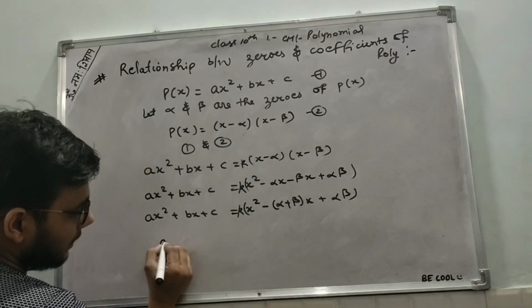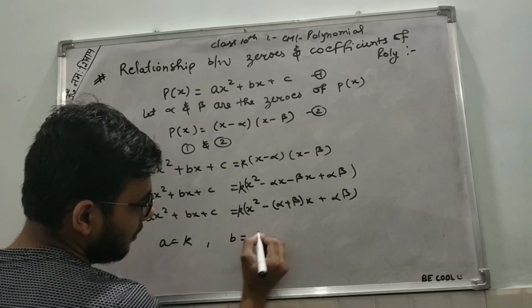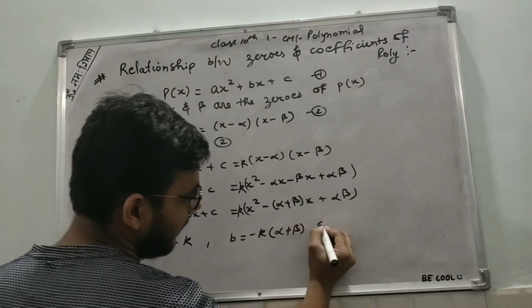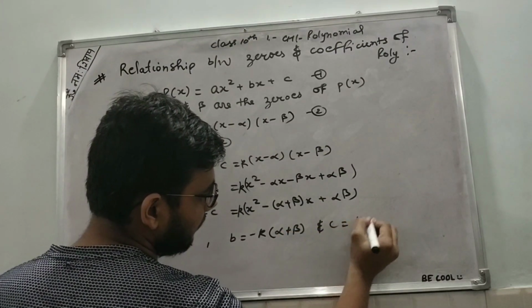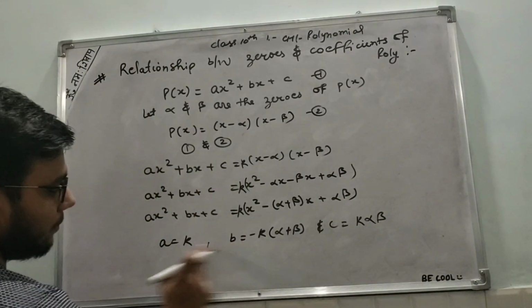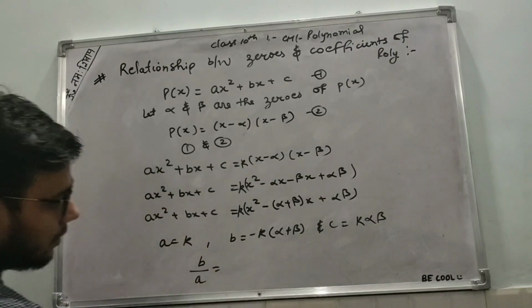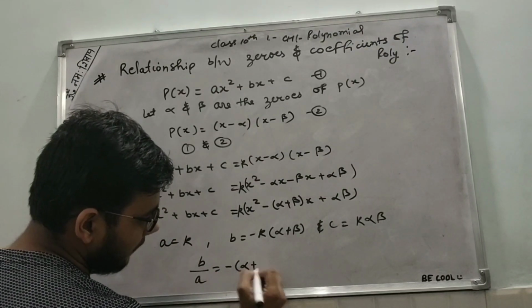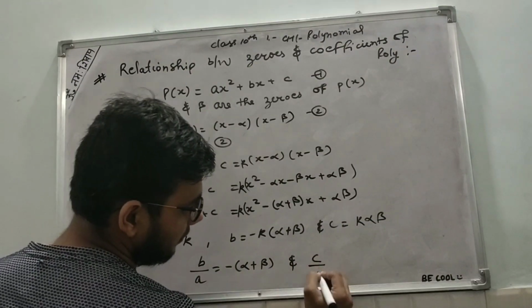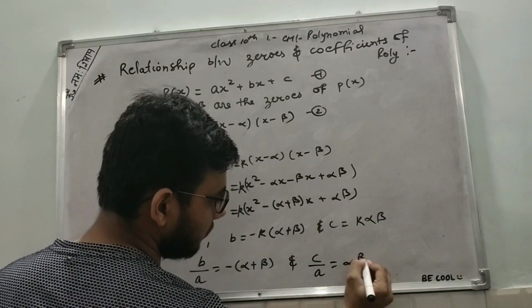On comparing we get a equal to k, b equal to minus k (alpha plus beta), and c is equal to k alpha into beta. Now let b upon a, we have to find b upon a, which becomes minus of alpha plus beta, and when we divide c by a we get alpha into beta.